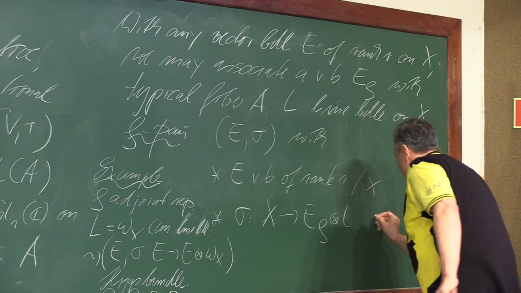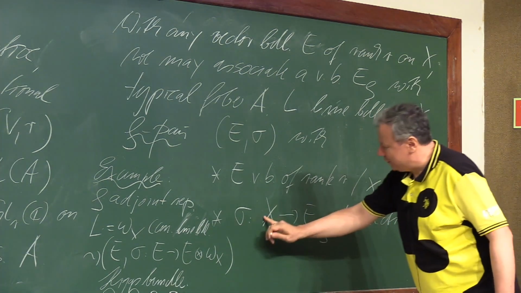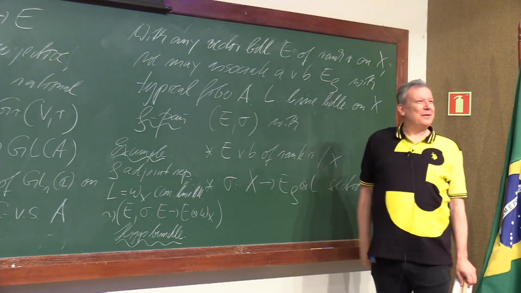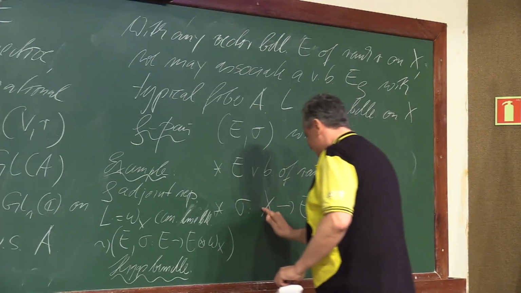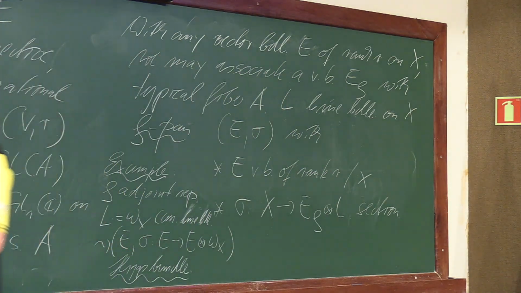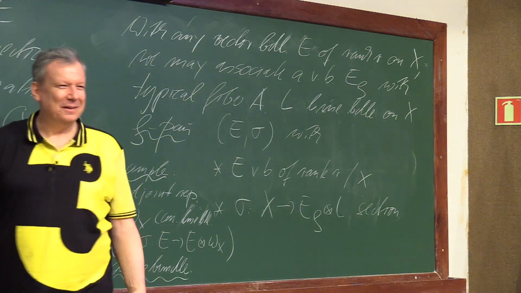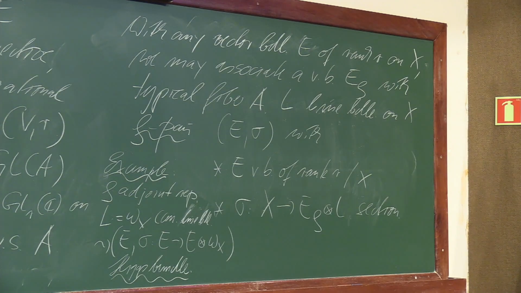Right. So in this case, E_rho is just E tensor E, or End of E, which is isomorphic to E dual tensor E, exactly.